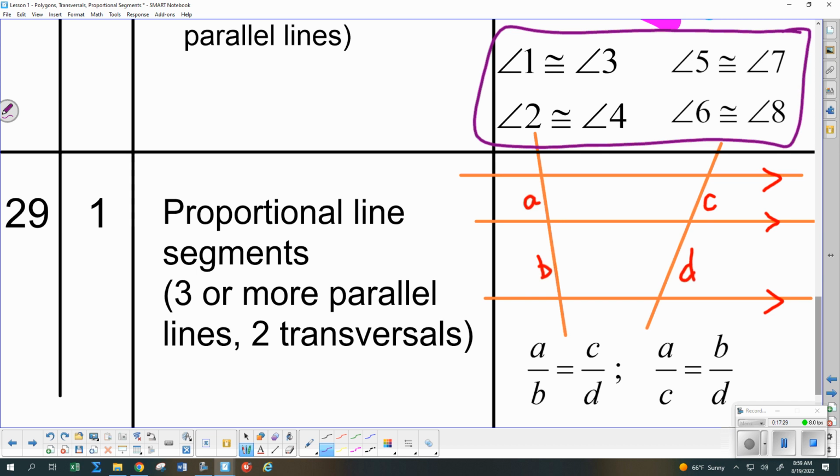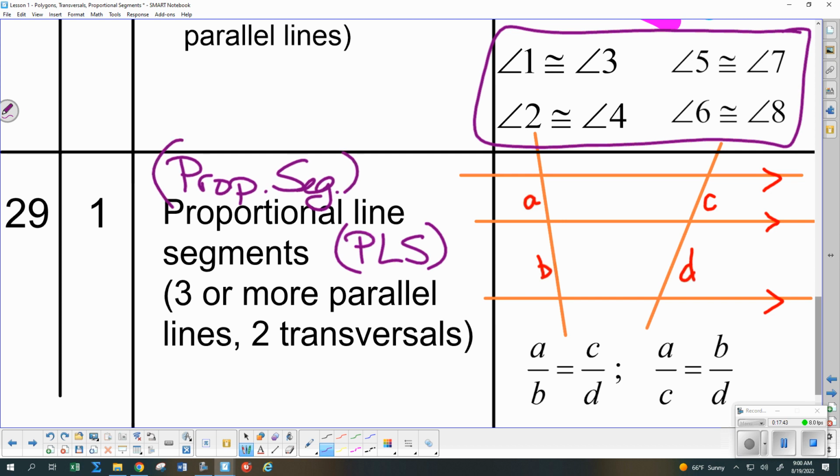Proportional line segments looks kind of long to me to write out as a reason. So either PLS for proportional line segments, or something like prop seg, if you want to write out a little bit more. But I'm not going to expect you to write out those 3 complete words. That takes up an awful lot of space.